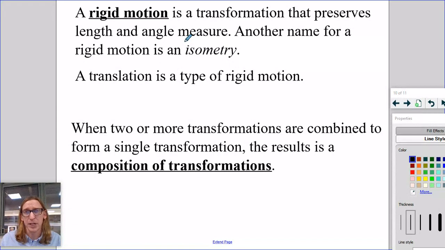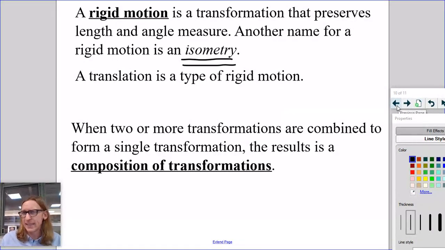The sides of your shape don't get any longer. The angles of that shape don't change. It's not as if a right angle turns into a 60-degree angle. They stay the same. A rigid motion can also be referred to as an isometry. A translation is a type of rigid motion.